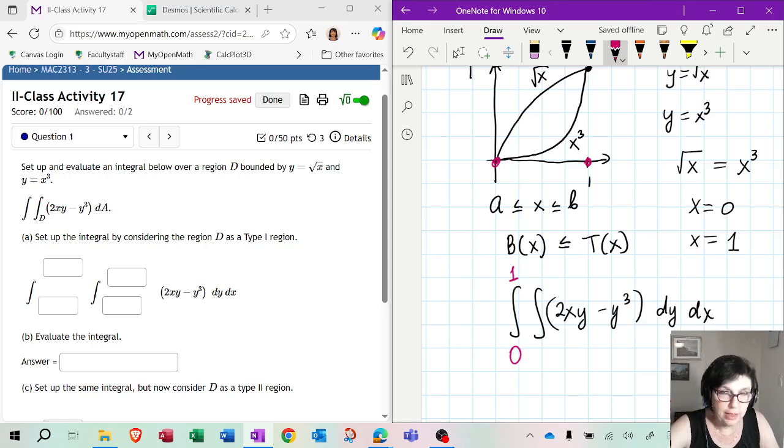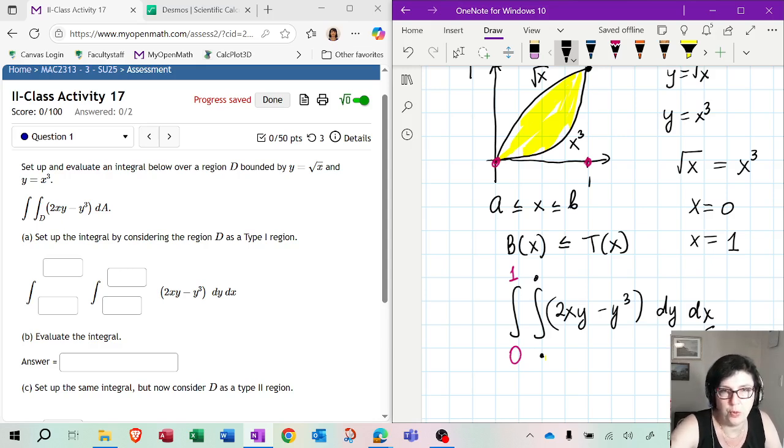The inside limits, unless the region you are integrating over is a rectangle, are not both numbers, because then you would get a rectangle. And the variable that can appear in the inside limits is always the outside variable. The outside variable is x. That means that one of these limits, or maybe both of them, will have x in them.